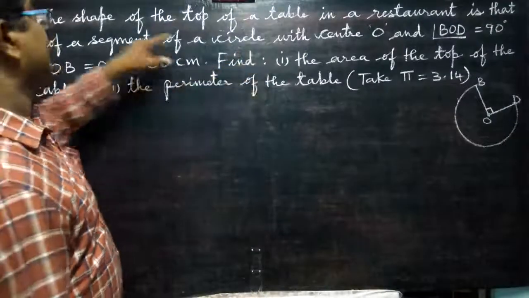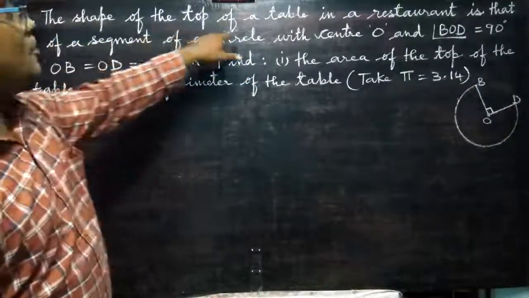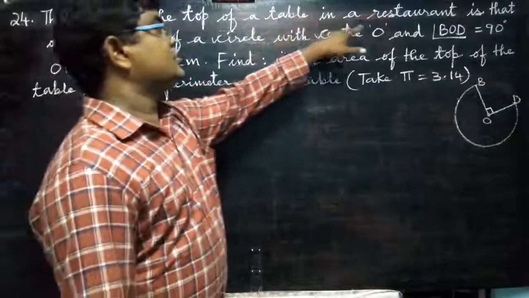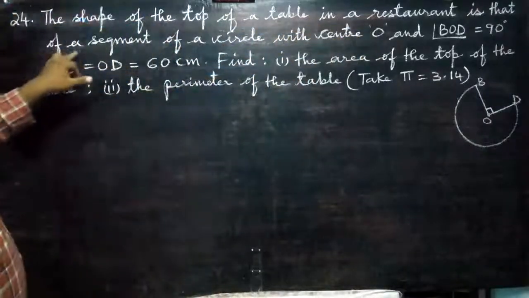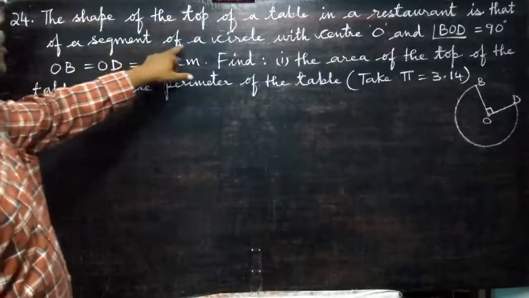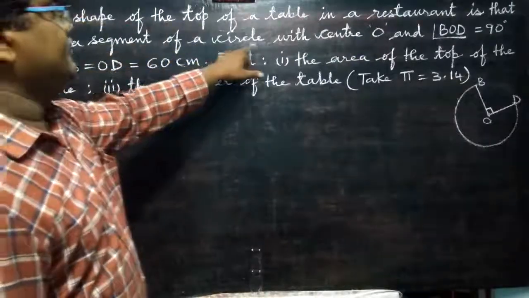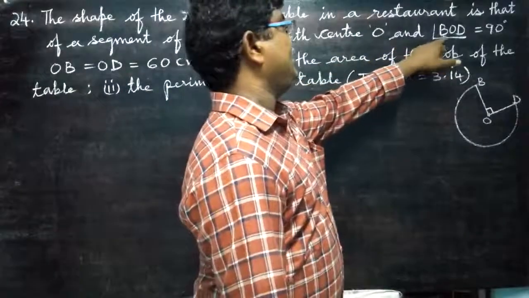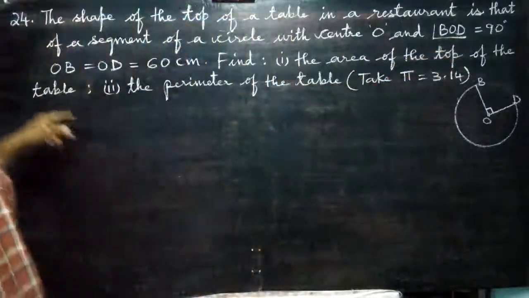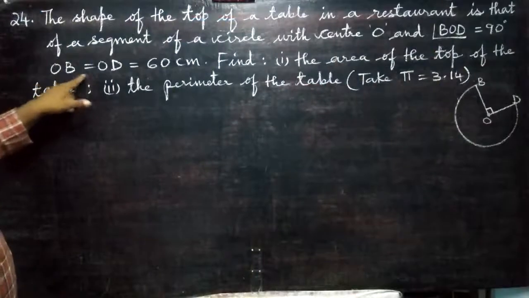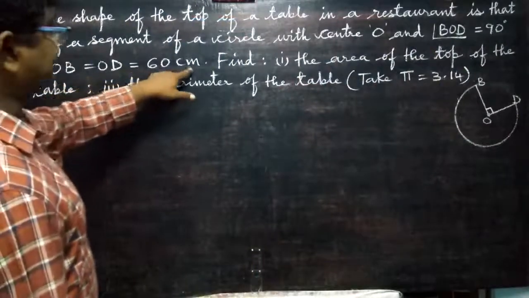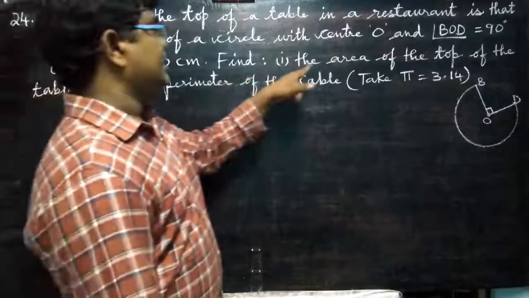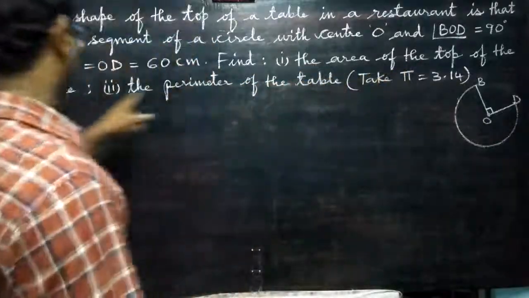Be in the lesson. So the shape of the top of the table in a restaurant is that of a segment of a circle with the center O and angle BOD is equal to 90 degrees. OB is equal to OD is equal to 60 centimeters. They told us to find first the area of the top of the table.